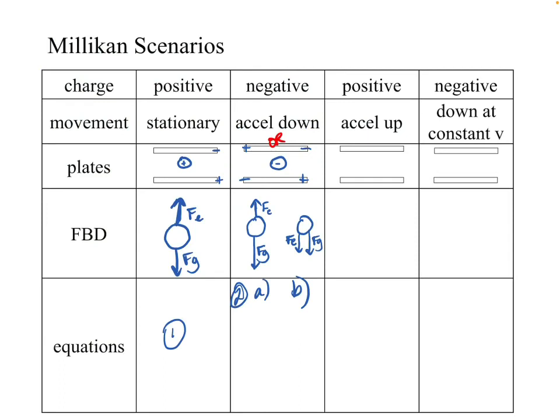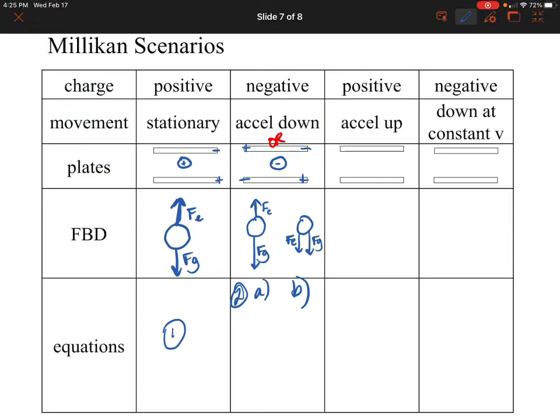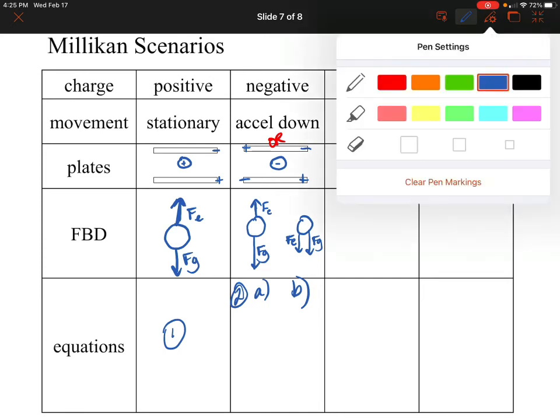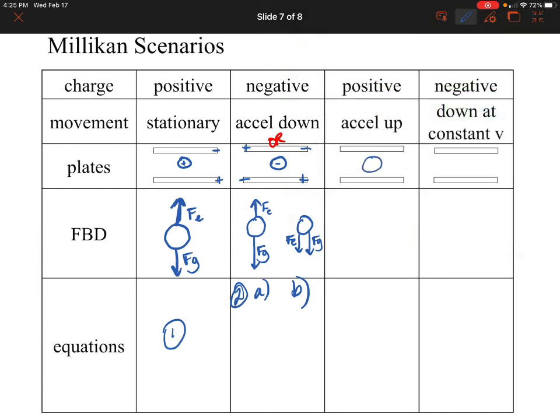There's scenario 2. Let's go to scenario 3. And that's where we have a positive charge. Okay. And it's accelerating upwards. Well, there's no way to not have gravity going downwards. So gravity's still going downwards. So what can we then probably say about the electric force?